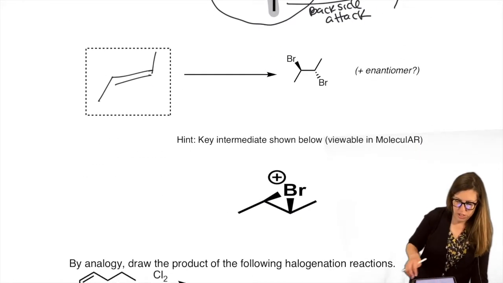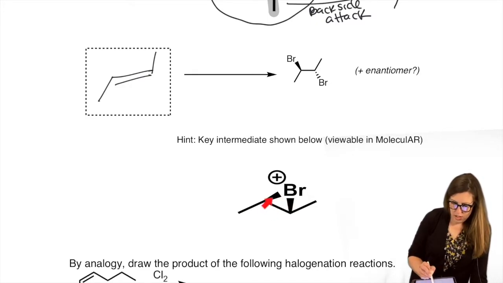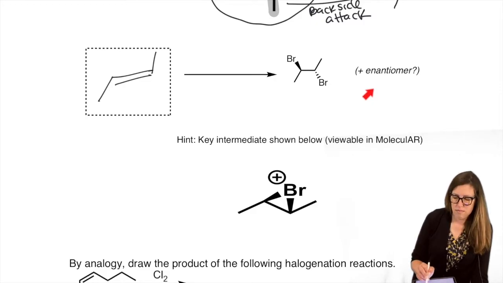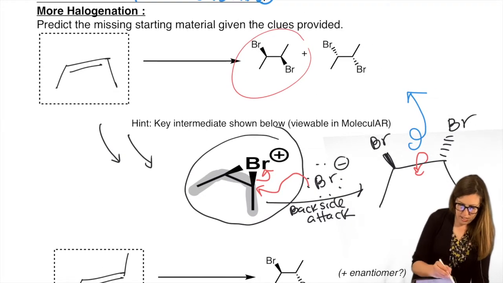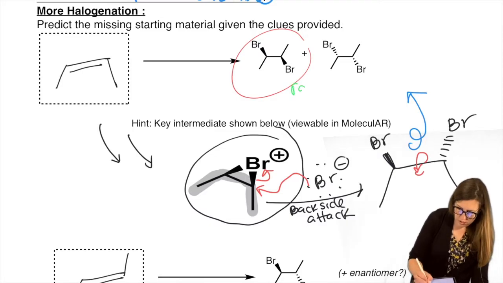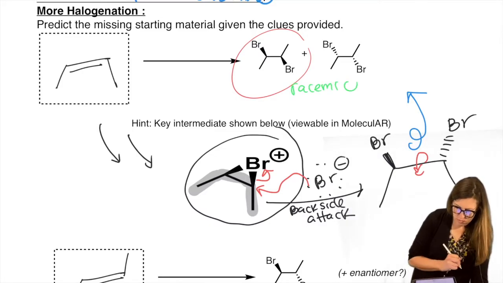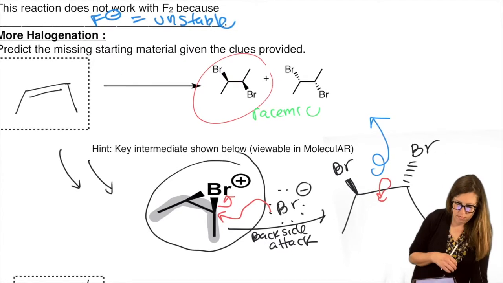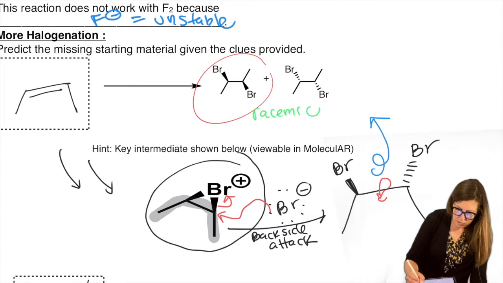Do we see how we get this one too? Key intermediate. Look at that, the framework stayed the same, and they're anti. Is there an enantiomer? Normally, we draw both. So the relationship between these is that they're enantiomers. So I'm going to write that out. Racemic. Right? So this is a key intermediate, but don't forget we always formed this one also.